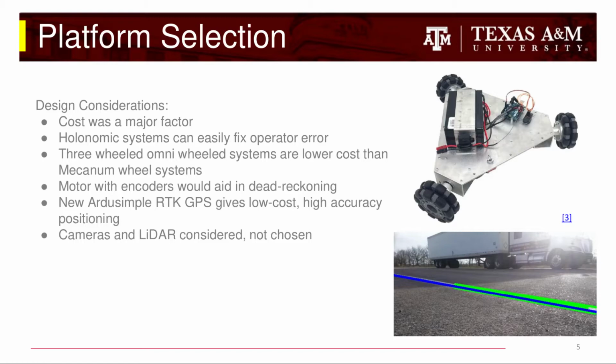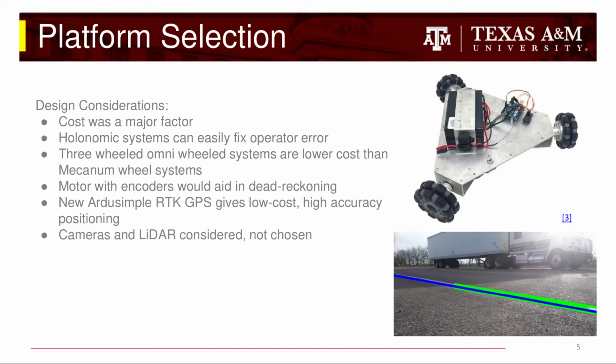We specifically sought out a system that had encoders on its motors to aid in our dead reckoning in case GPS signal was lost. A major driver for this project was the release of the new RTK GPSs, which have really expanded the realm of high accuracy and low cost positioning. Without it, we would not likely be able to develop the platform for as low of a cost as we would like while still achieving the same level of positioning that is needed.